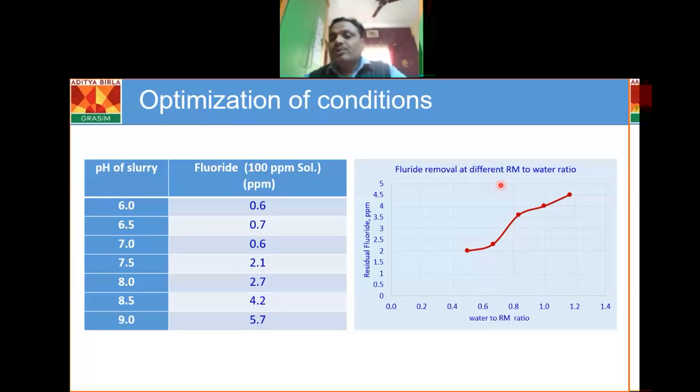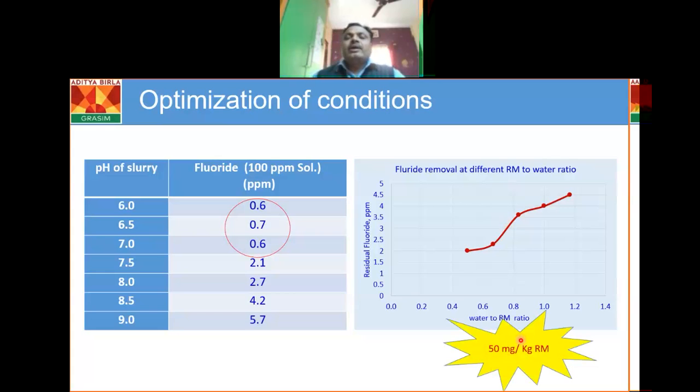Other than that, we used RM for treatment of 100 ppm fluoride solution, and we found that for removal of 50 milligram of fluoride, we require 1 kg of RM. If fluoride concentration in water is 50 ppm, generally it is less, it may remain 5 to 10 ppm. So 1 kg of RM is required to bind the complete fluoride with this neutralized RM, because pH is near to 7. So removal of fluoride is very good.